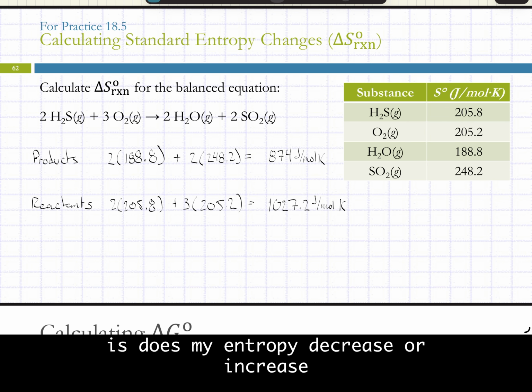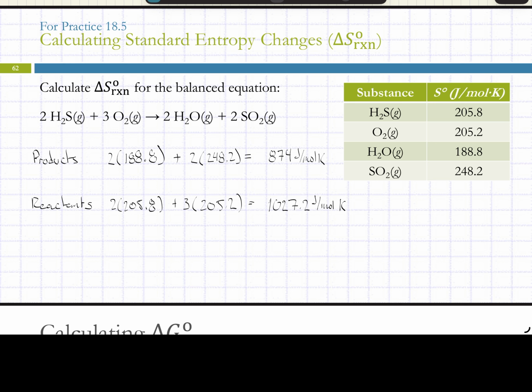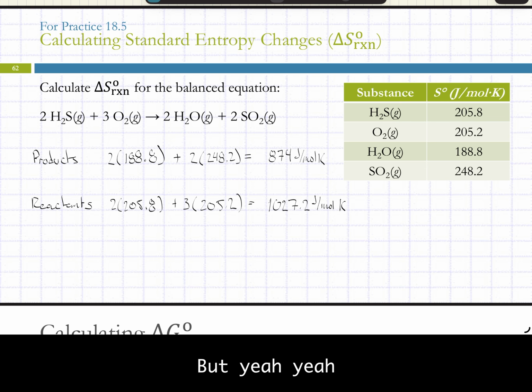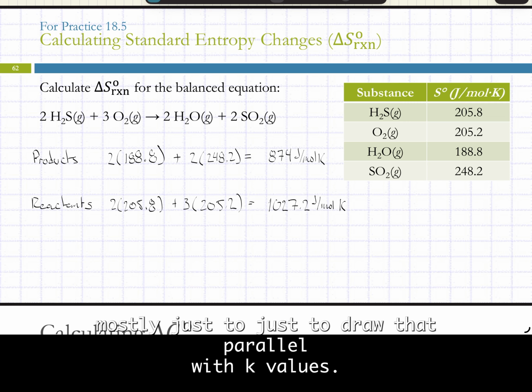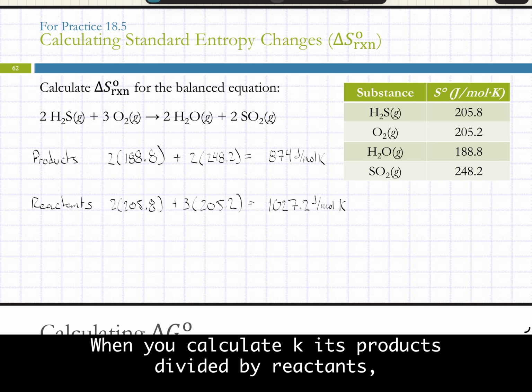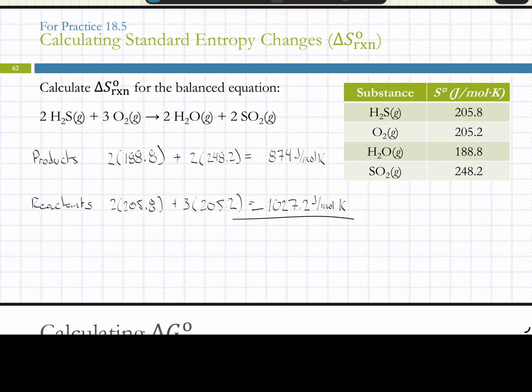And then the last thing that we want to know is, does my entropy decrease or increase going from reactants to products? So does it increase or does it decrease? Careful. Decreases. Yeah, I wrote products on top and I wrote reactants on the bottom, but yeah. Mostly just to draw that parallel with K values, right? When you calculate K, it's products divided by reactants. This is products minus reactants. And actually, so when we set this up the same way, we subtract.